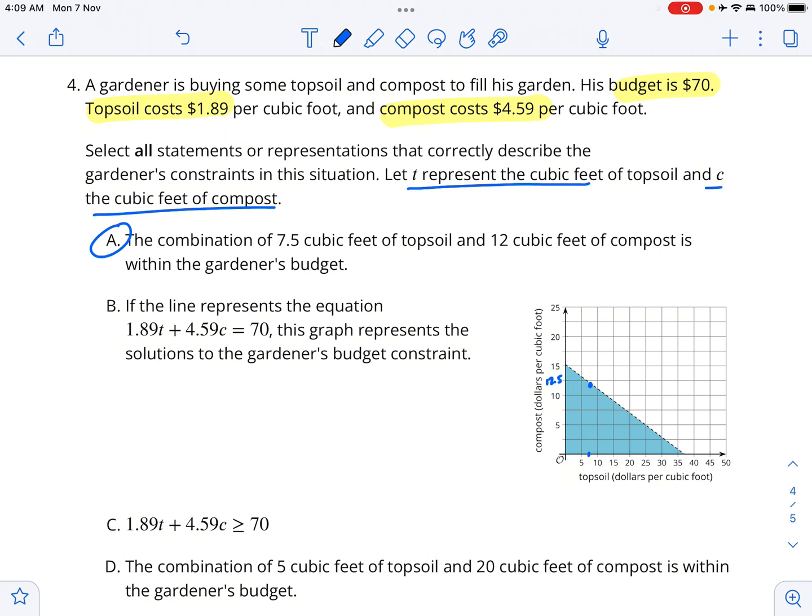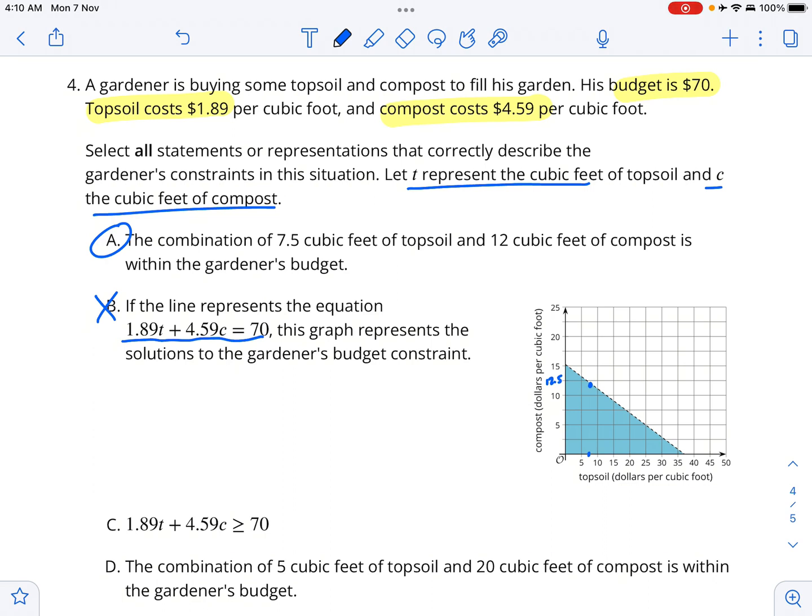If the line represents the equation 1.89t plus 4.59c equals 70, this graph represents the solutions to the gardener's budget constraints. That is not going to be correct, okay? There's nothing wrong with the equation. That is going to give us that line there. It says this graph represents the solutions to the gardener's budget. If you just graphed this line, that's all it would be. It would just be a line. It wouldn't have the shading part, and it would have been a solid line, which doesn't exactly show what's going on in this problem.